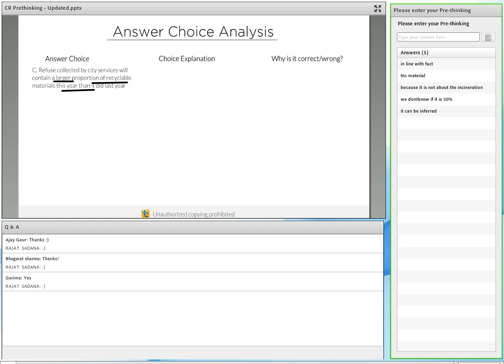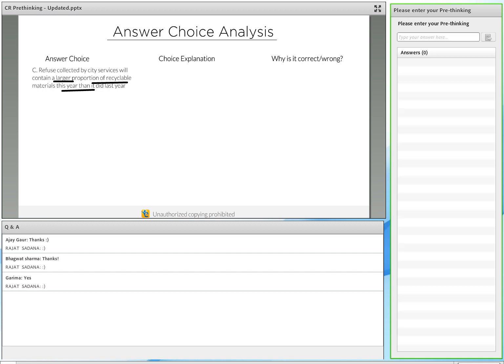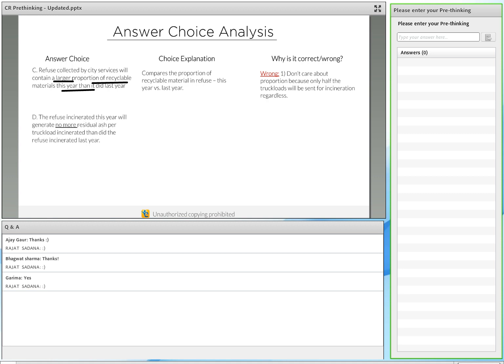Choice C, a popular choice, talks about the proportion of recyclable material compared to what it was last year. The larger word is a comparable word. We don't care about it for two reasons. One, I'm only going to get half as many truckloads for incineration. And two, we don't know what the proportion was last year, so it doesn't tell us anything. Maybe the proportion last year was 80%, maybe it was 20%. Why do I care if I'm only going to get half as many truckloads for incineration, and only incineration produces residual ash?